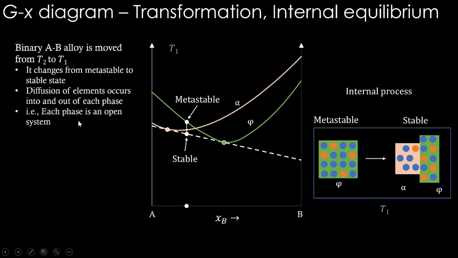Each phase is now considered an open system, meaning they allow exchange of matter. We are not talking about the overall system here. Now there are two phases, and each phase is an open system. It can exchange matter and eventually reach the equilibrium composition. That is where we call the material has achieved internal equilibrium. What is the driving factor behind this?